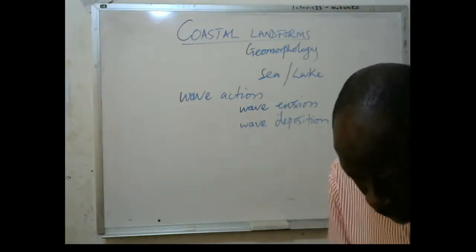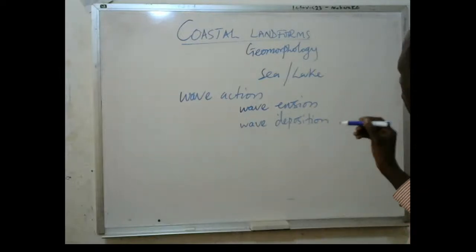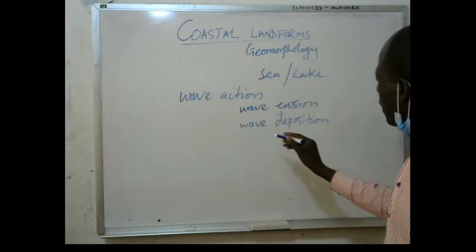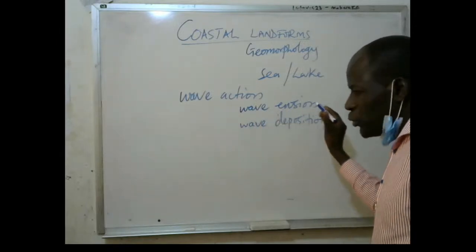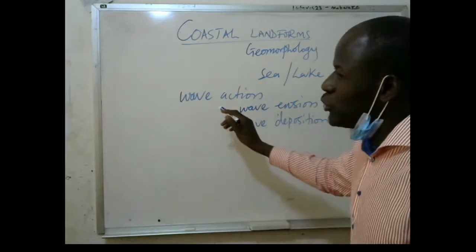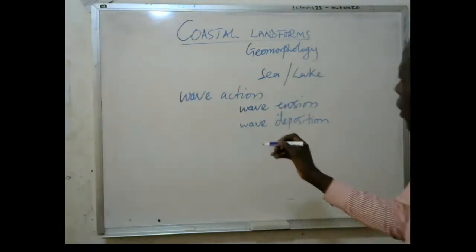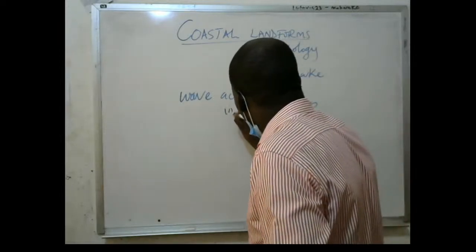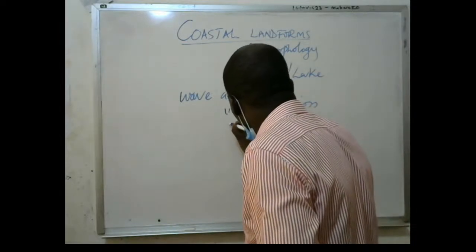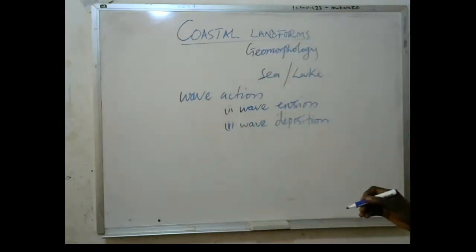So we are categorizing landforms, therefore, that these landforms along the coast that we are calling coastal landforms are either a result of wave erosion or a result of wave deposition, and the two fall under what we are terming as wave action. So we have category 1 of the landforms along the coast due to wave erosion, and category 2 of the landforms along the coast as a result of wave deposition.